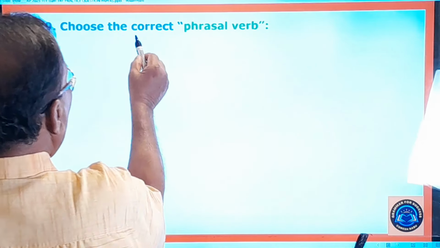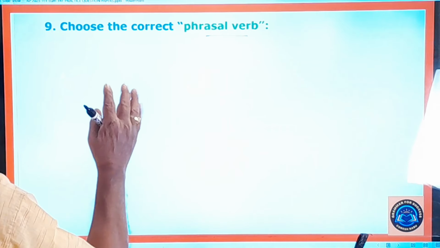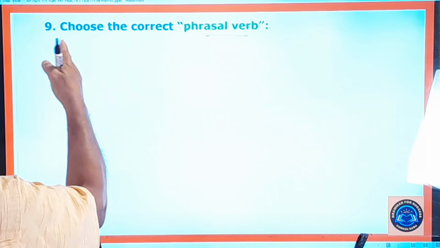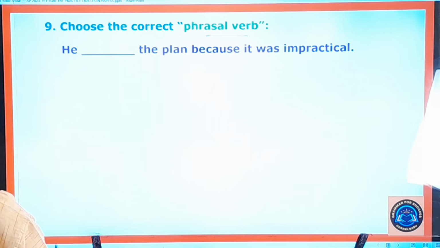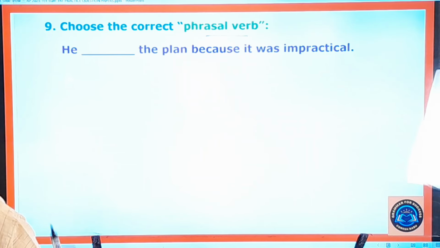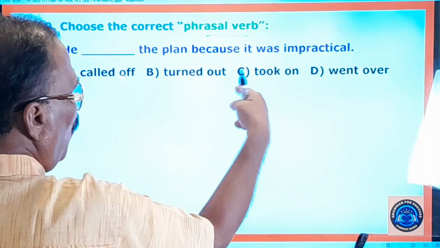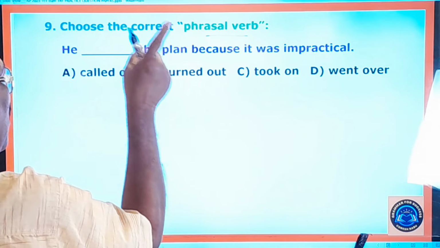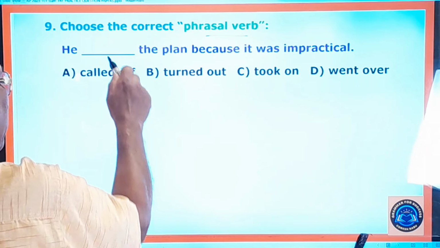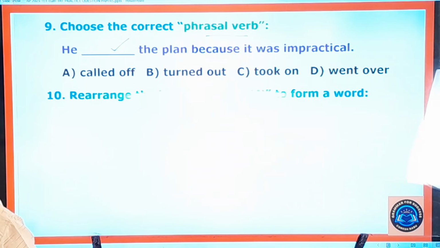Ninth question, choose the correct phrasal verb. That means on the phrasal verbs also some question is being asked. So here one question is given like this: he dashed the plan because it was impractical. What are the options given under this? Just let us look at them. Called off, turned out, took on, went over. So what is the right phrasal verb that can fit in this blank as your answer? Now you move on to the next question.